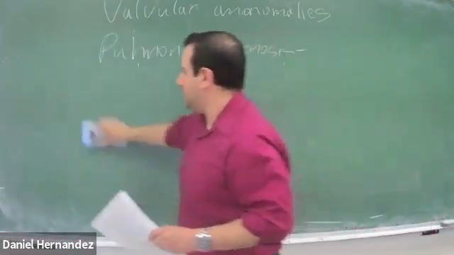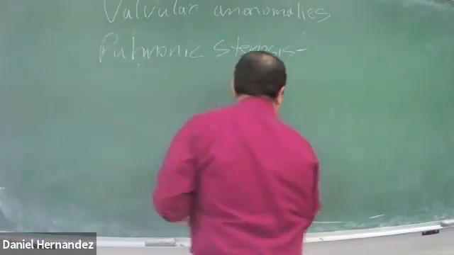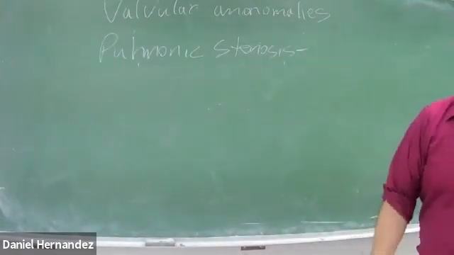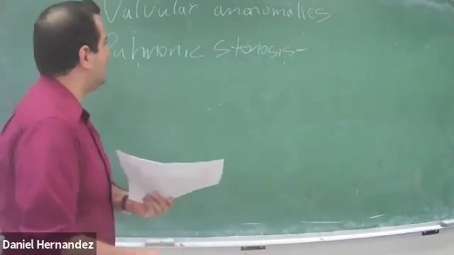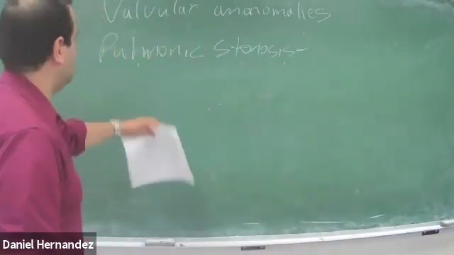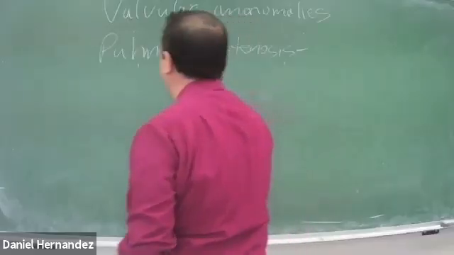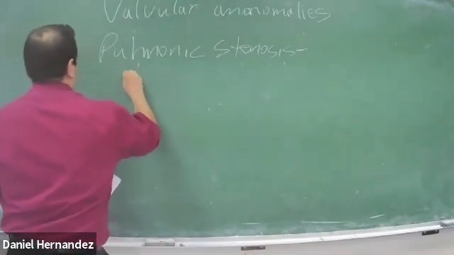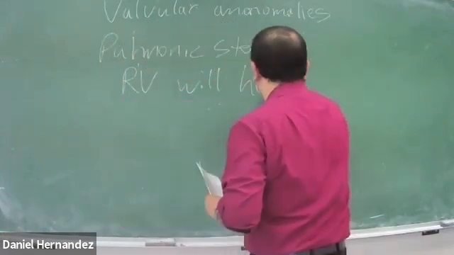Pulmonic stenosis is a pressure overload. What's the heart's response or the ventricle's response to a pressure overload? Anyone? This is how we're going to have to start thinking about all these questions. Is it a pressure overload or is it a volume overload? So stenosis would be a pressure overload. Hypertrophy, yes. The heart's first response is going to be hypertrophy followed by dilatation. So the RV will hypertrophy.